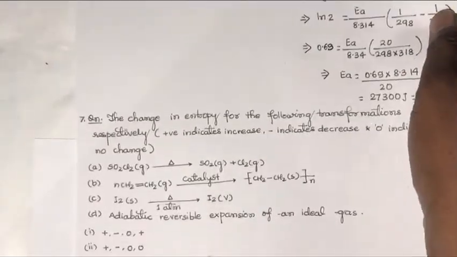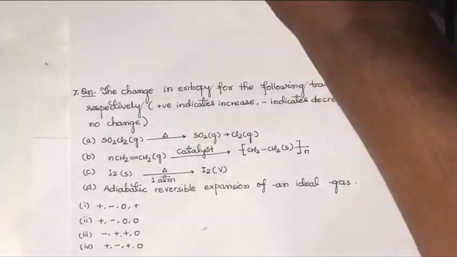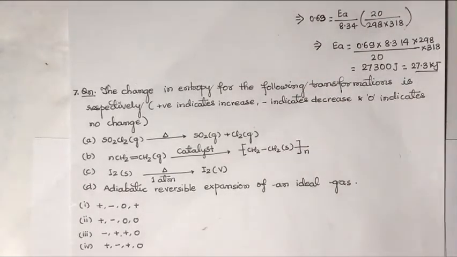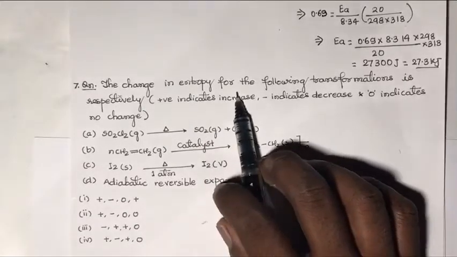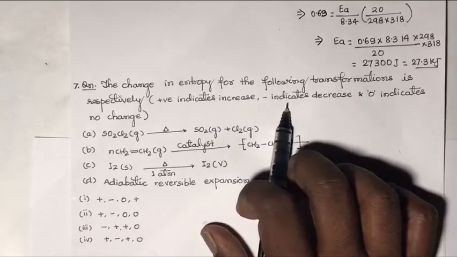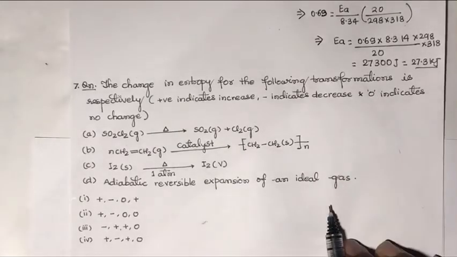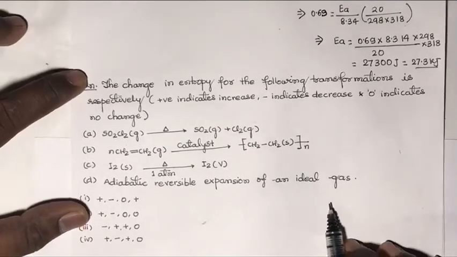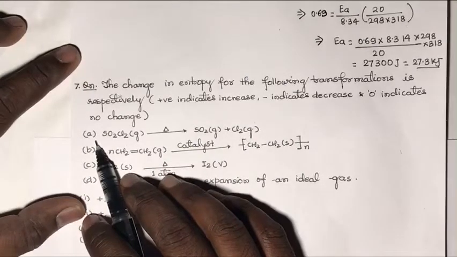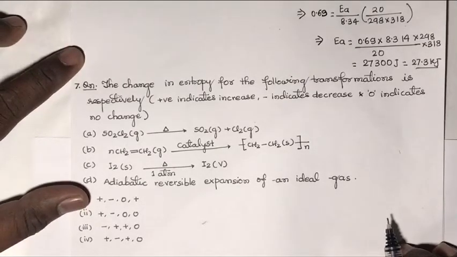Now coming to the next problem. Now this is the next problem, and in this case the question is, the change in entropy for the following transformations is respectively: positive indicates increase, negative indicates decrease, 0 indicates no change. Okay, now this is the first reaction, SO2Cl2, that is the gas. It is going to decompose into SO2 and Cl2 gas.